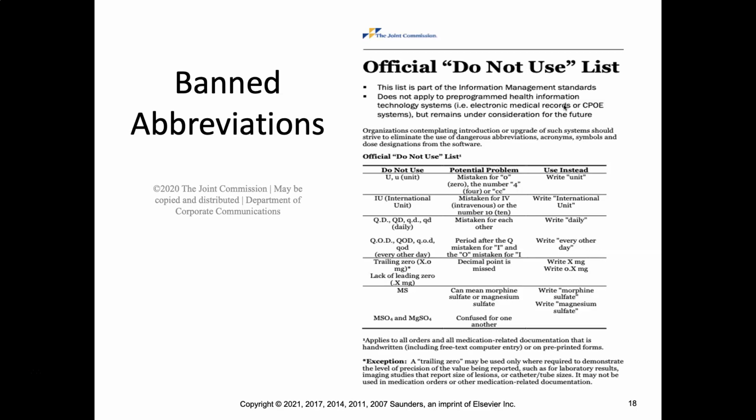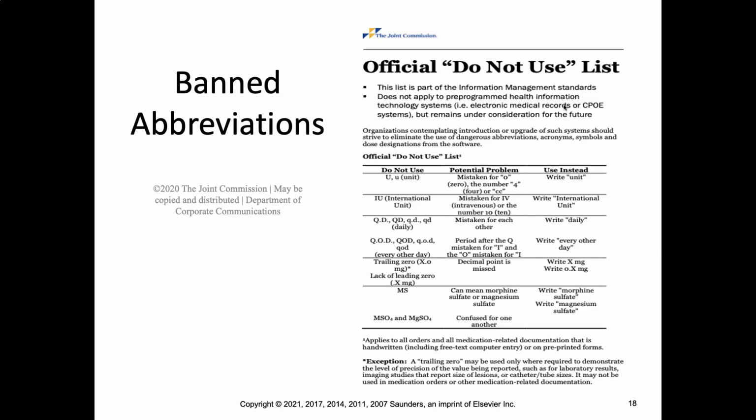So let's talk through what they are. U is unit, but sometimes it can be mistaken for the letter O or for the number 0 or the number 4 or for CC. So they want you to write unit instead. IU, International Unit, has been mistaken for IV or the number 10. You should be writing International Unit out. QD, meaning daily, or QOD, which means every other day. Both of them have been mistaken for each other and for other things. You need to write out daily and write out every other day.